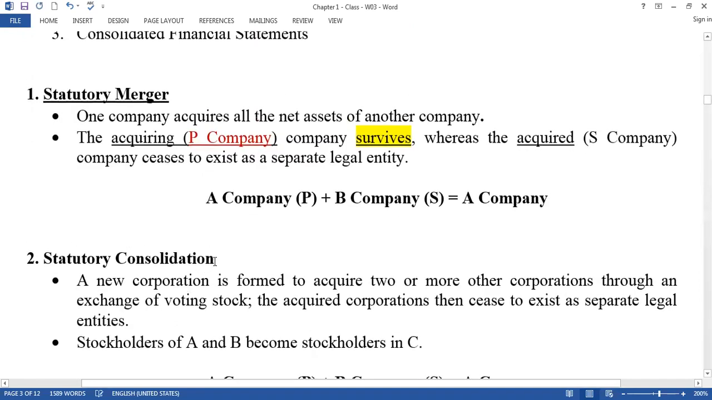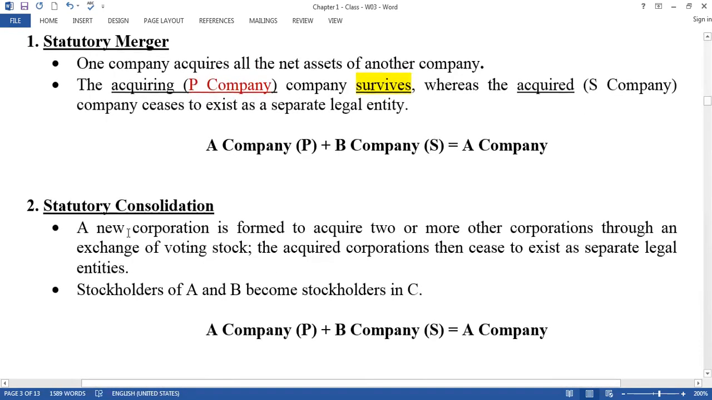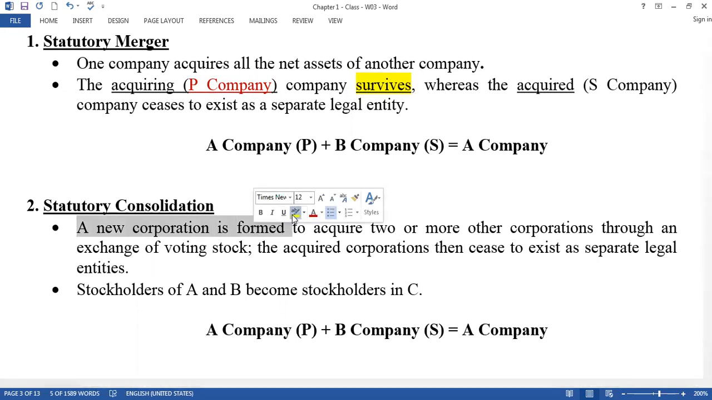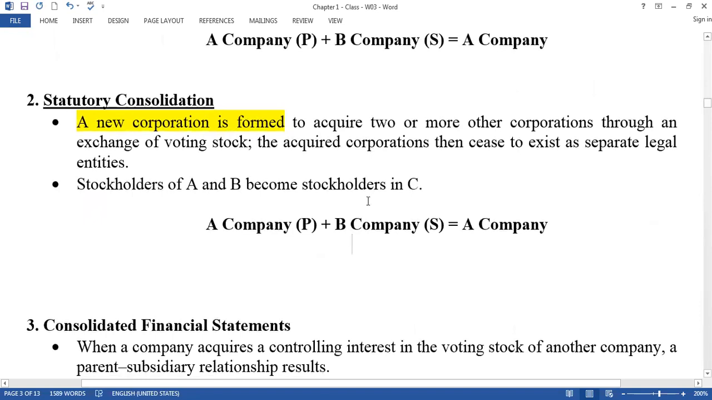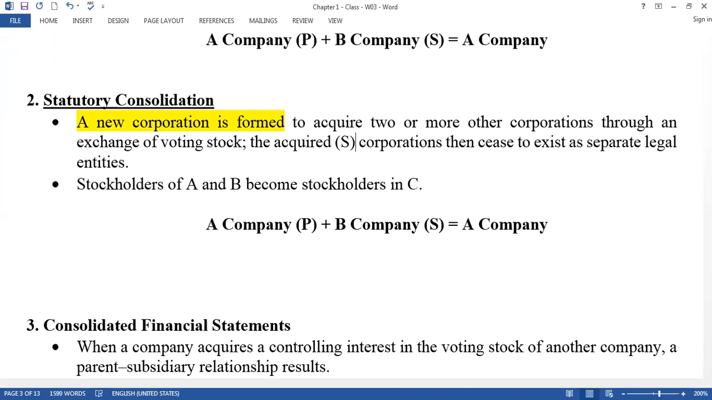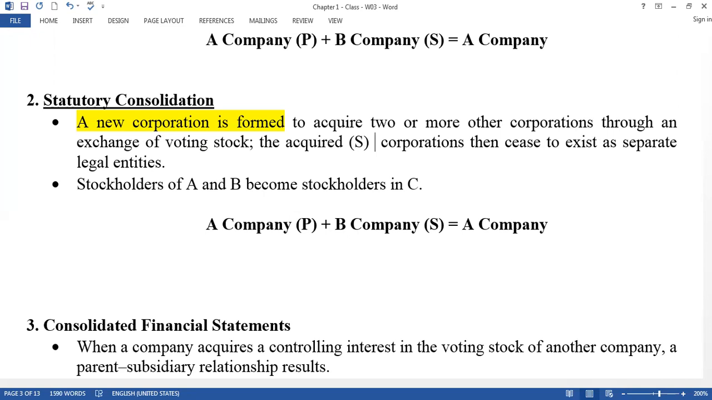Now, another method is called statutory consolidation. A new corporation is formed. Try to understand: a new corporation is formed to acquire two or more companies. And the acquired company then ceases to exist as a separate legal entity. So the acquired company is going to cease. The subsidiary company is going to exit, no problem.